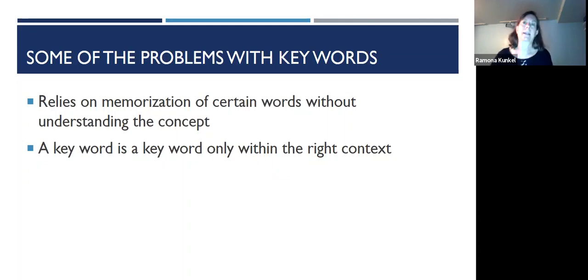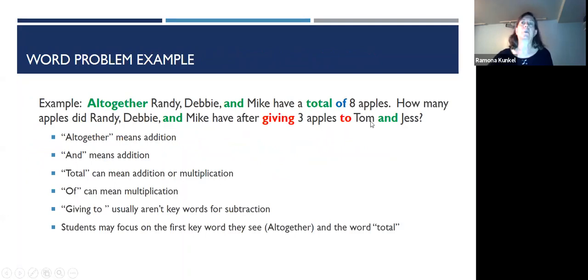So I created this word problem, and I created this by design. The word problem that I created is, altogether, Randy, Debbie, and Mike have a total of 8 apples. How many apples did Randy, Debbie, and Mike have after giving 3 apples to Tom and Jess? So we have the word altogether which generally means addition. Total can mean addition or multiplication. Of can mean multiplication. Giving to usually aren't keywords for subtraction.